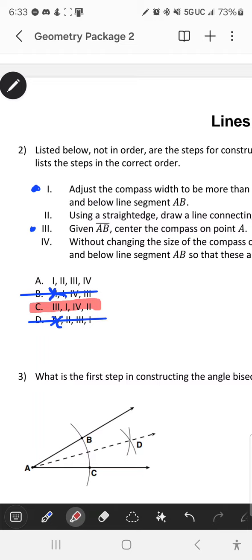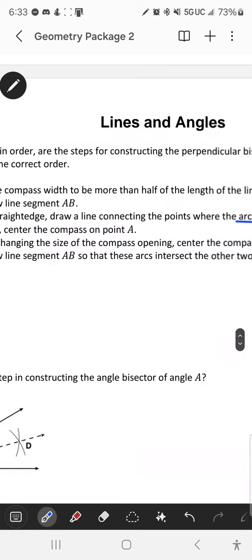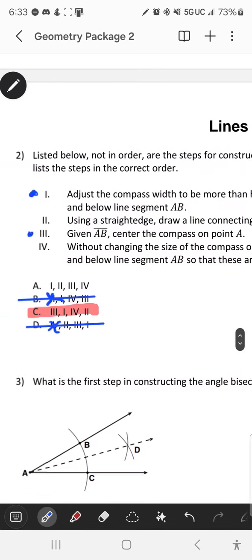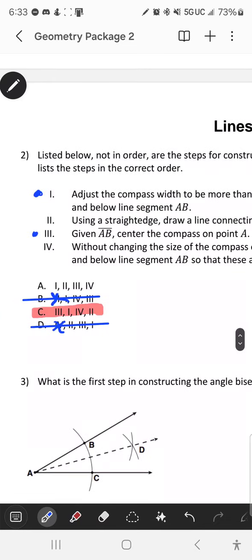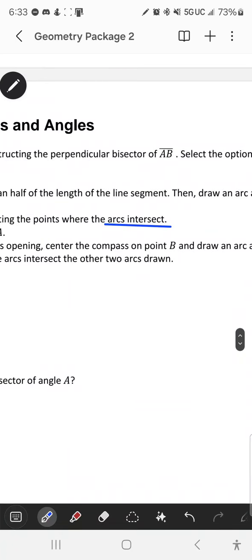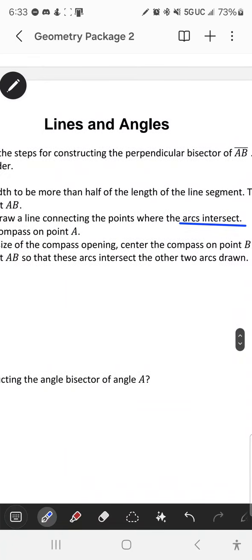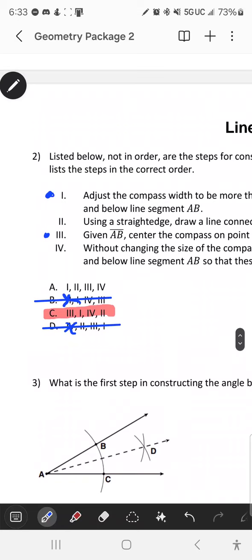Not A, because we are adjusting the compass width to more than half of the length of the segment. We're actually adjusting the compass width. So now let's see if it makes sense. Oh, so basically, I don't think that's the answer. Now let's see if it makes sense.